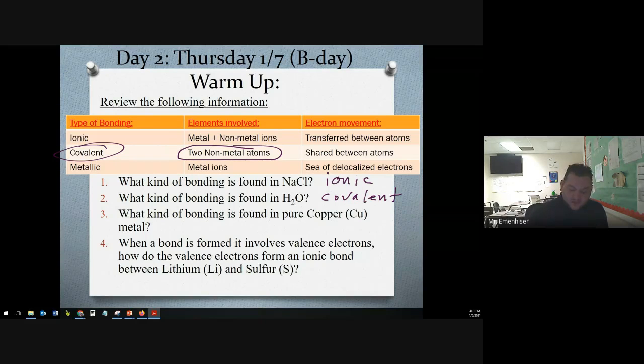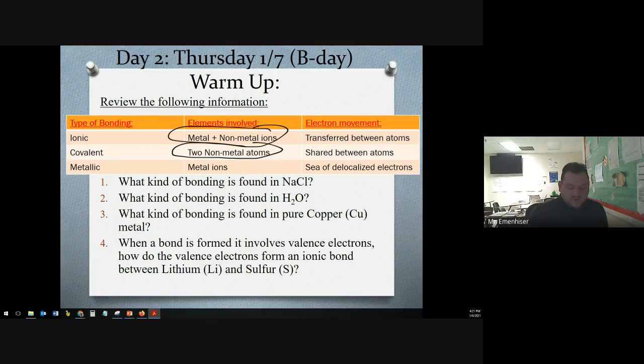oxygen. All right, what kind of bonding is found in pure copper? Well, if ionic requires a metal and a nonmetal, and covalent requires two nonmetals, what kind of bonding is found in pure copper? So there's only one atom, and it's a metal. So that's a metallic bond. It's the only thing that's possible. So metallic. This is ionic. This is covalent.